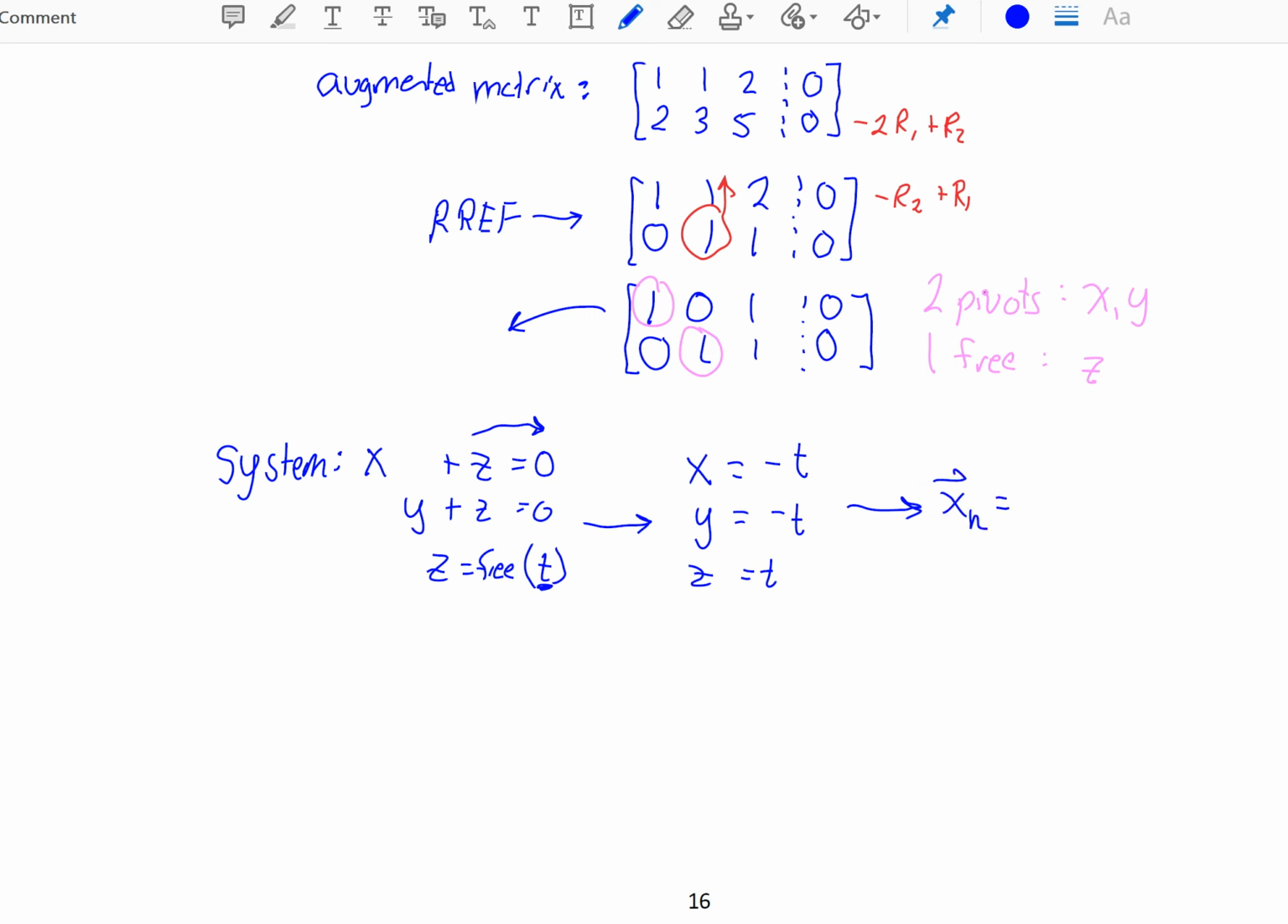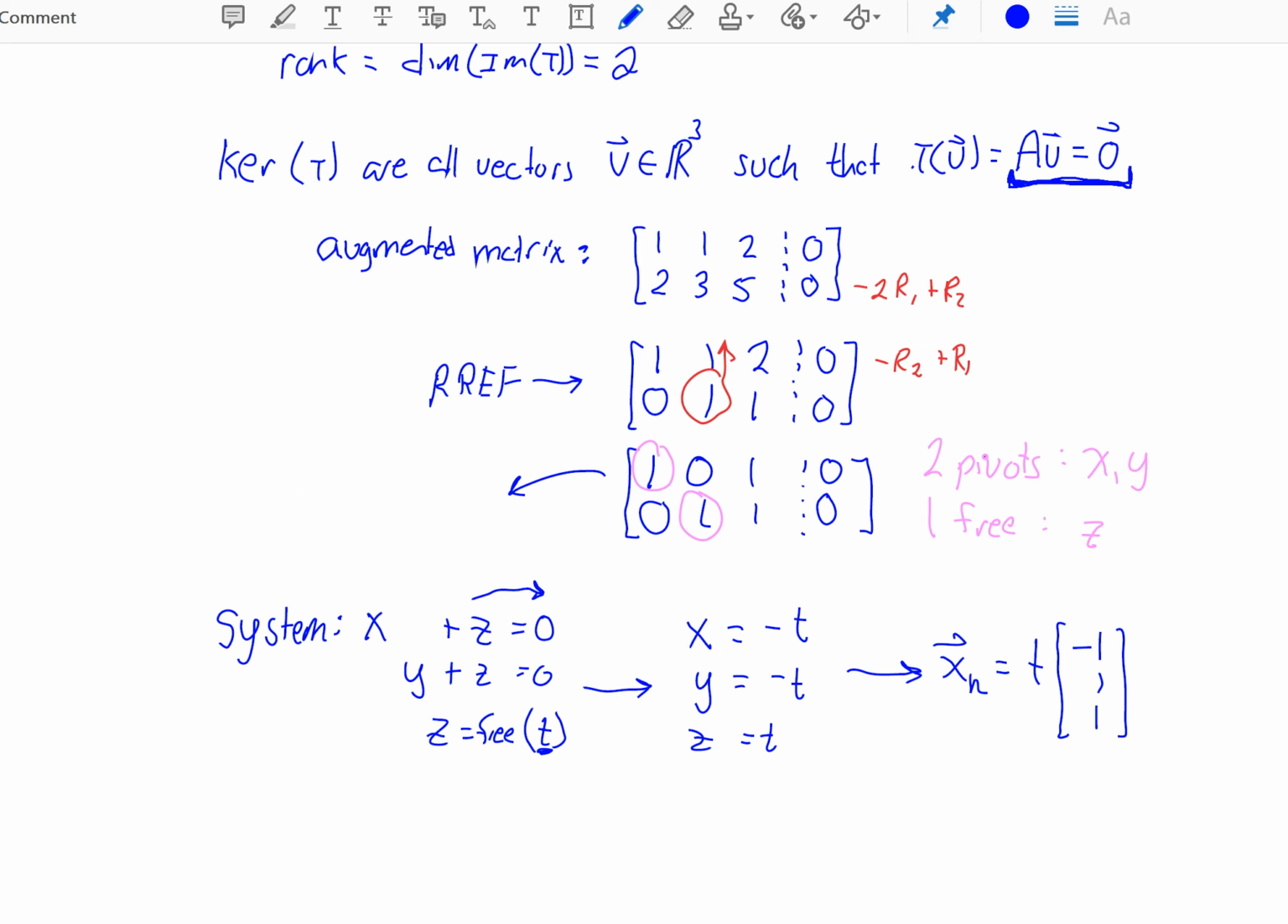Or if I factor out the common variable t, we can write the homogeneous solution as t times the vector -1, 1, 1. This would have been the homogeneous solutions to the matrix equation AX equals 0. This is what the kernel is. So now the kernel are all vectors that look like this homogeneous vector.